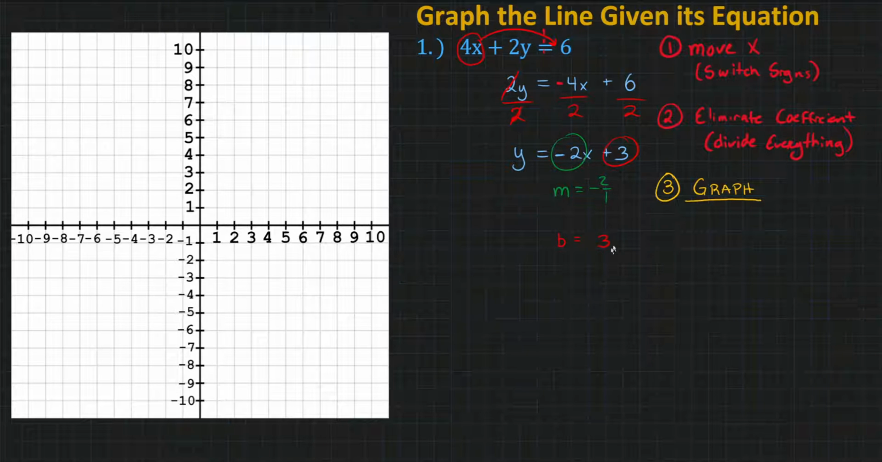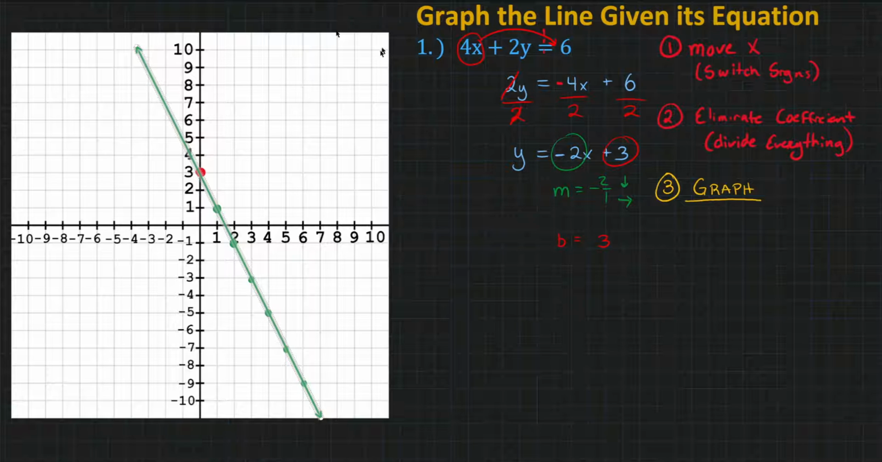We get to begin at 3 on my graph and move, it's a negative, so down 2 over 1. So we'll begin at 3, down 2 over 1, down 2 over 1, down 2 over 1, and just keep going and going and going until you feel confident enough to draw a nice straight line that connects all the dots. That'll do. Perfect. And there it is. It's graphed.